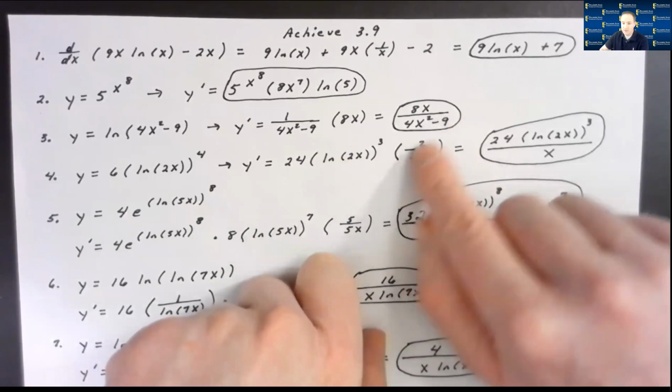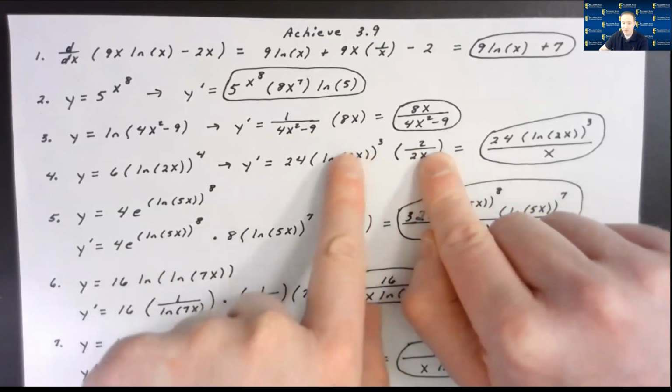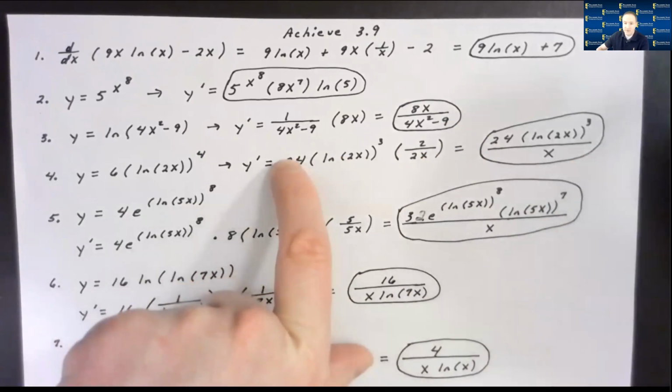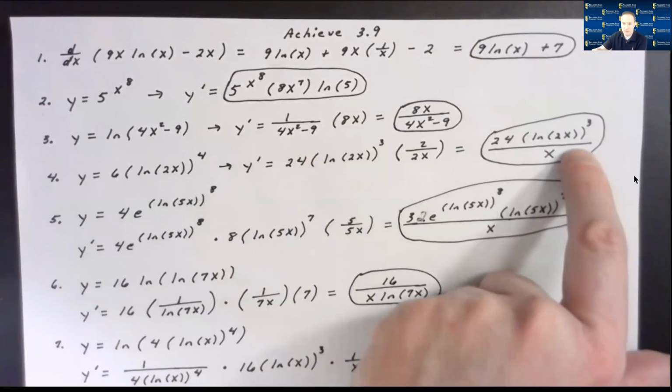Now clearly those 2's are going to cancel and I'll have an x in the denominator, and that's the only term I'll have in the denominator throughout. So I just wrote my final answer as 24 natural log of the group 2x quantity cubed all over x. Let's see if that's a little blurry there.